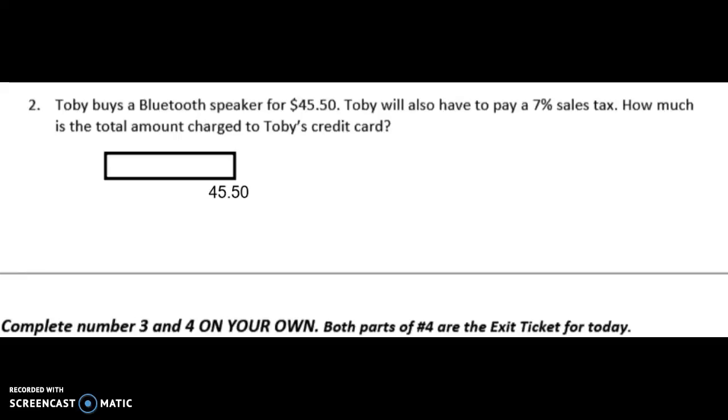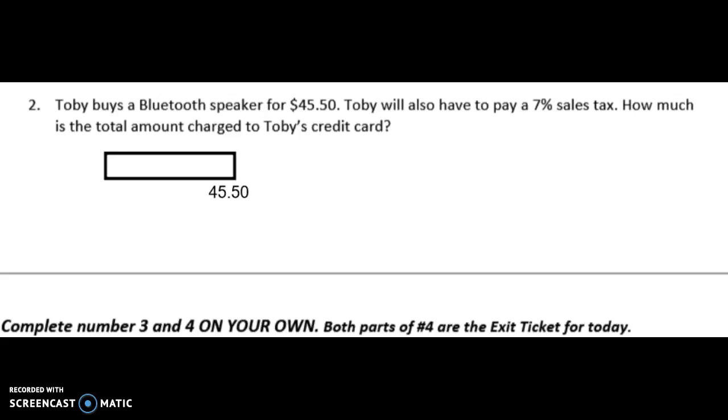Toby buys a Bluetooth speaker for $45.50, which means in my tape, $45.50 is the whole amount. That's the original amount. That's what the speaker starts off at. Toby will also have to pay a 7% sales tax. So what does that look like on the tape? If I'm going to pay a 7% sales tax, that means my price will go up by 7%. The question says, how much is the total amount charged to Toby's credit card?